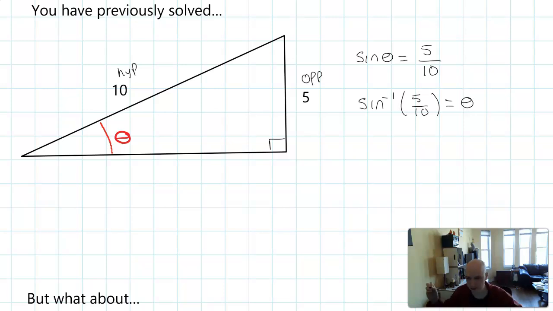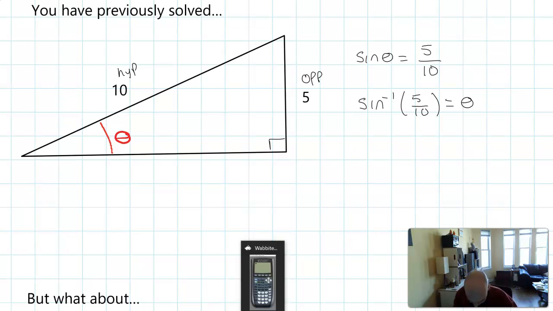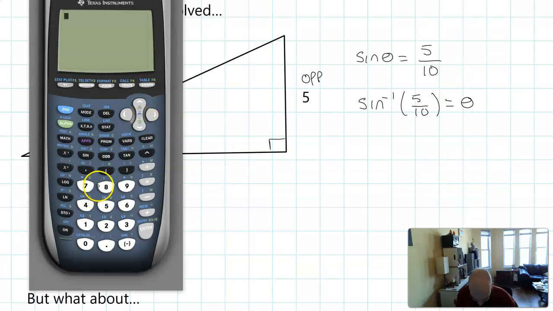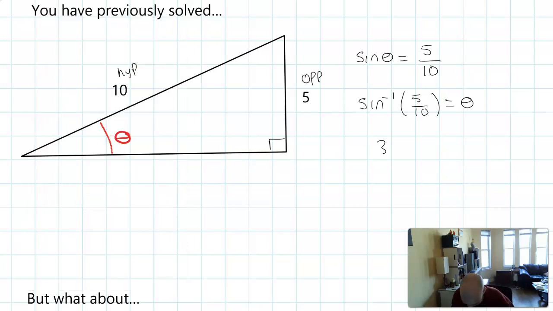We've done this in geometry, right? This is how you solve for angles given any kind of side lengths, and you can do inverse tangent or cosine or any other function you want. So I think I'm in degree mode here. Just a quick check. Yeah, we're in degree mode. So we can just check that in the calculator. You have to go second sine. You get sine inverse. We could do 5 over 10. We get 30 degrees. So that means that 30 degrees is equal to theta.